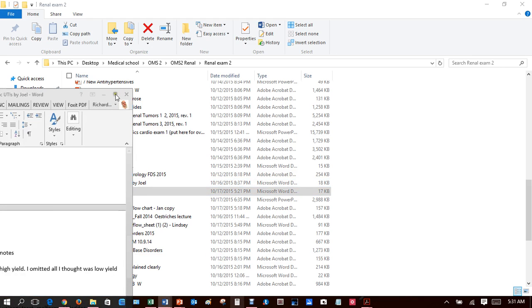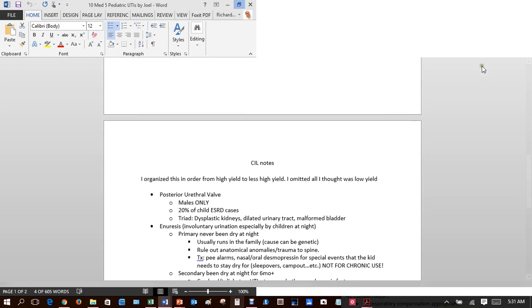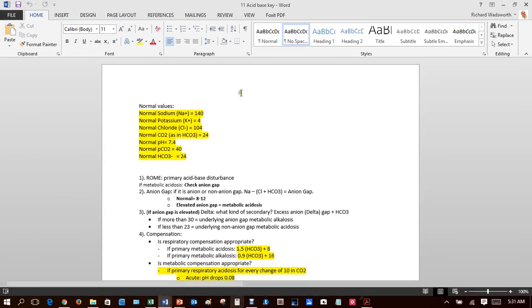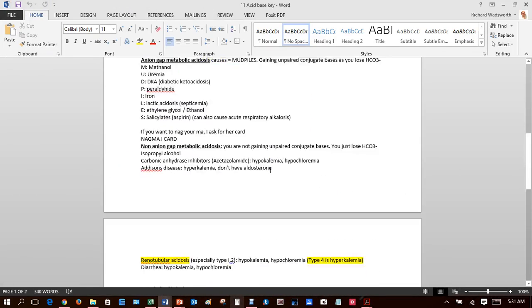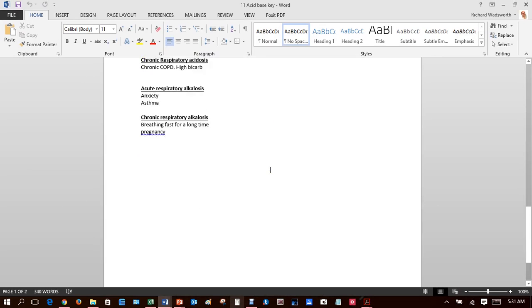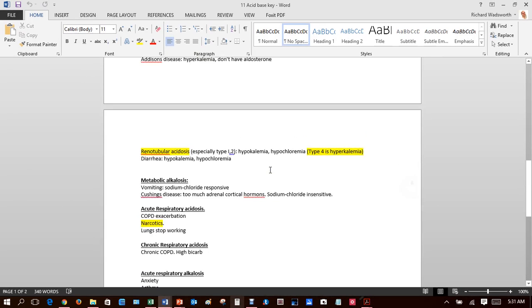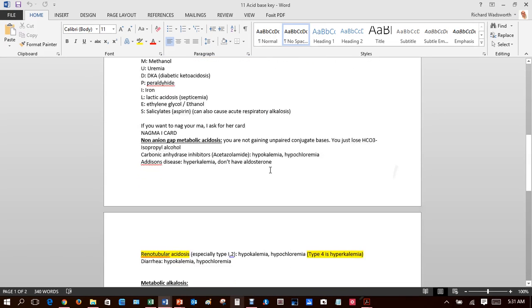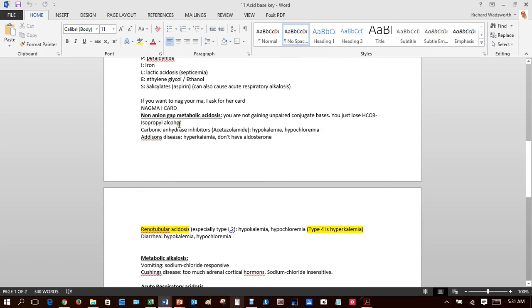Oh, wrong one. It's for my CIL. Okay, so going down here. There we go. Metabolic acidosis. Okay, so here's the card one. So it's isopropyl alcohol, carbonic anhydrase inhibitors like acetazolamide, Addison's disease, renal tubular acidosis, excuse me, and diarrhea, especially type 4 apparently.